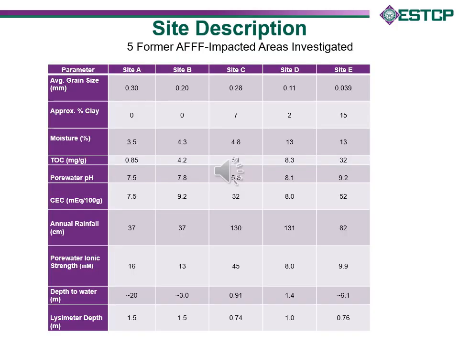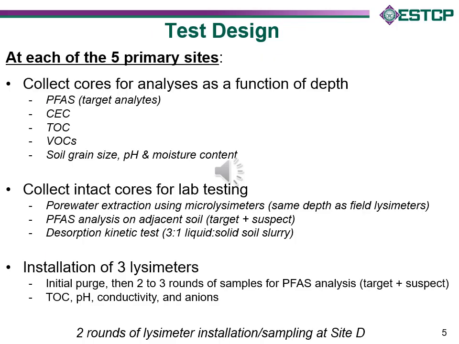For this project, we focused primarily on 5 sites, and these were sites that were former AFFF impacted areas. For most of these sites, it has been several years to decades since any last known exposure to AFFF. And this table, again, just summarizes some of the key properties and information at each of these sites. At each of these 5 sites, we worked primarily in a very small cluster within essentially a 5-foot by 5-foot footprint. We collected intact soil cores for PFAS analysis as a function of depth.